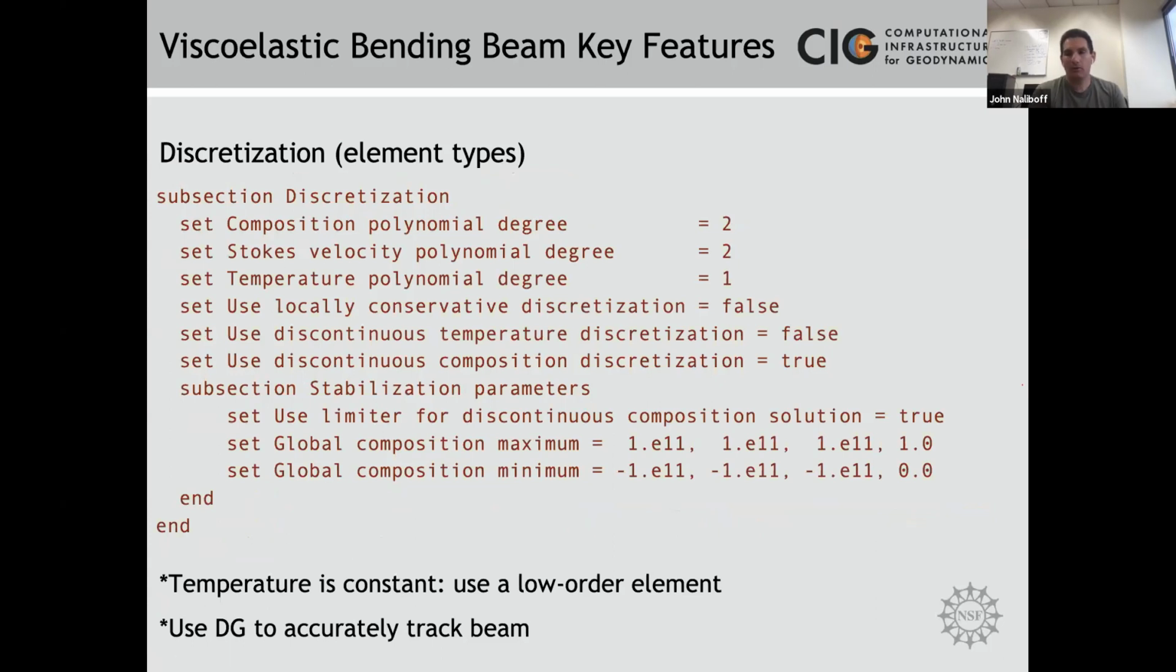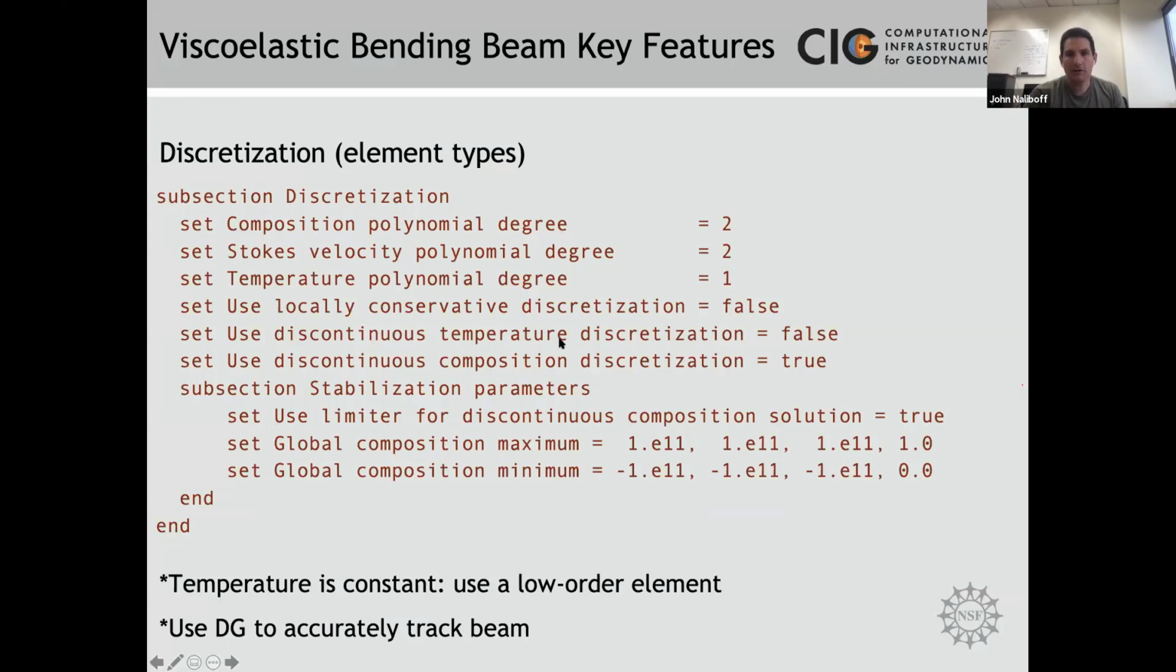So how about the element types, in terms of the elements we're using to describe temperature, composition, and Stokes? For composition and Stokes, we're using the default value of 2, so this is a quadratic element. For temperature, we're actually using a value of 1, a lower order element. The reason we did that is because temperature doesn't matter in this problem. It's temperature independent, so we can use a lower order element, which is less accurate, to describe the temperature because it doesn't matter and it's just constant over time.